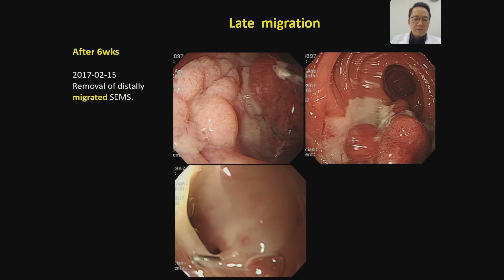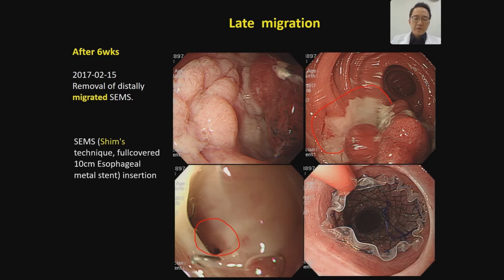And the stent was well positioned for about 6 weeks, but there was a late migration after six weeks, so I just removed the migrated stent. And you can see there is a healing ulceration, but there's still some defect, and I had to insert another stent with the full Sims technique.